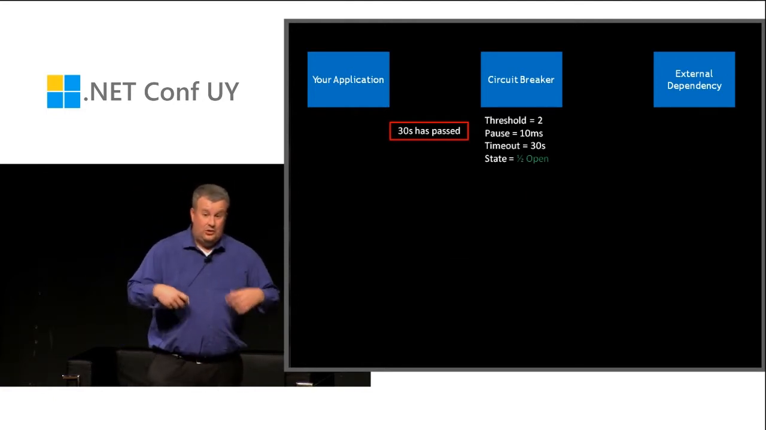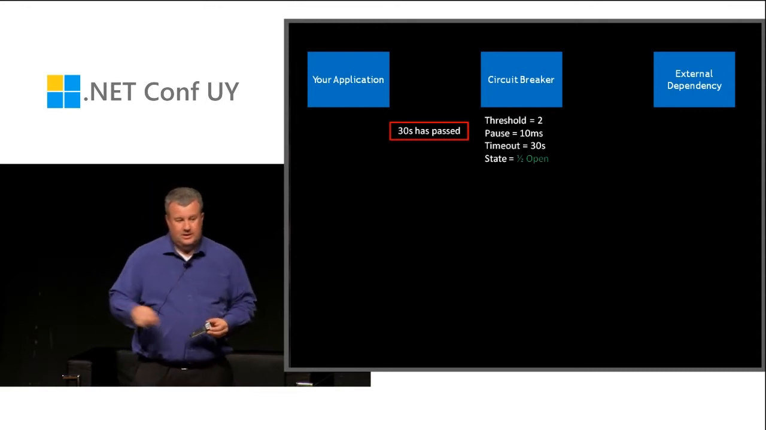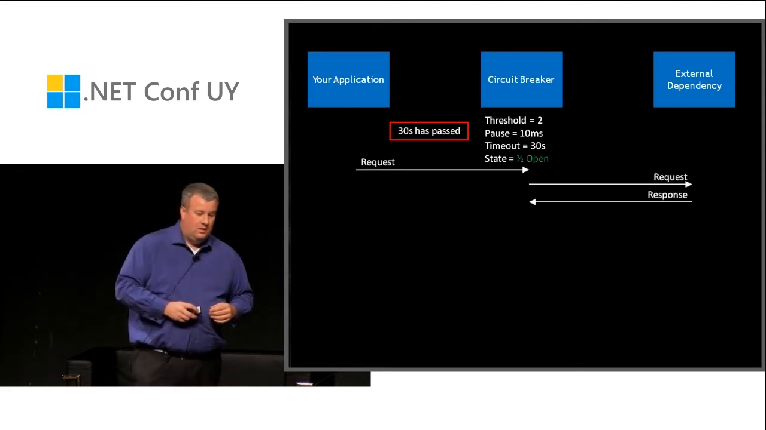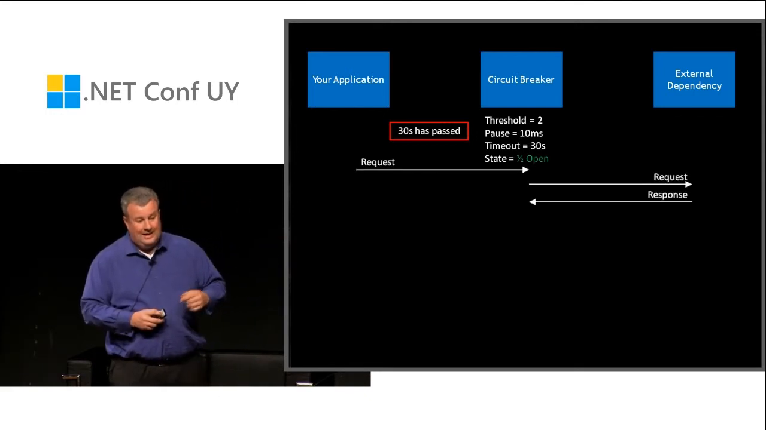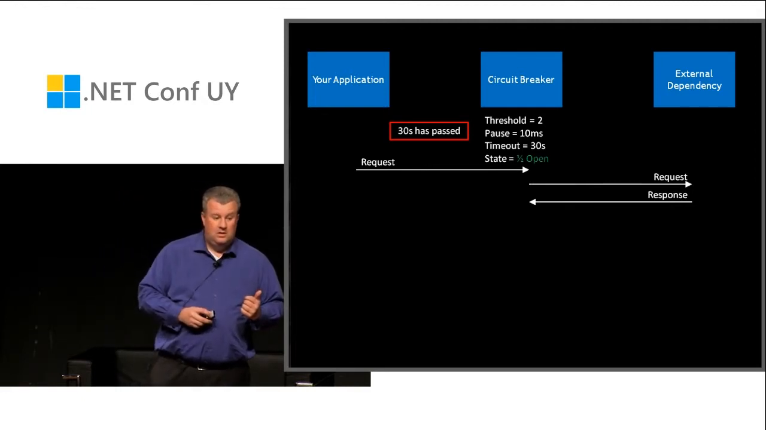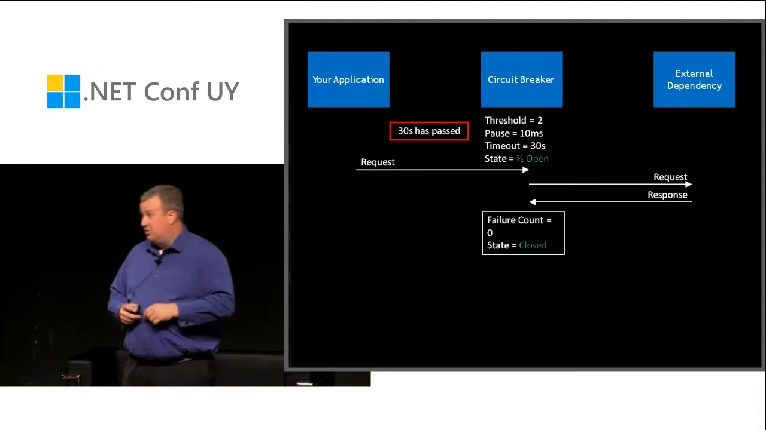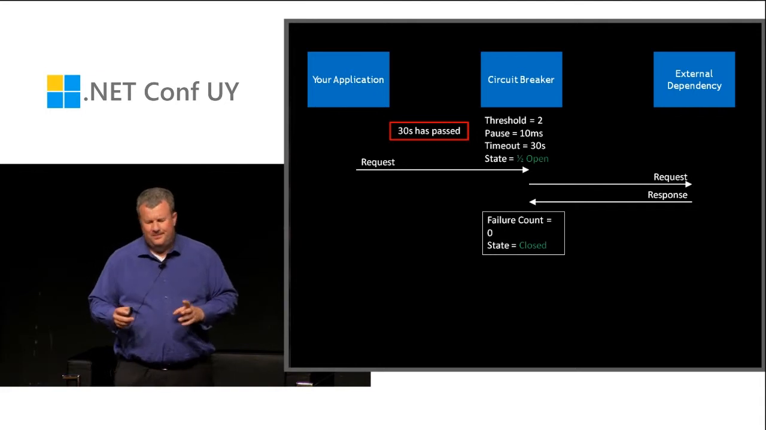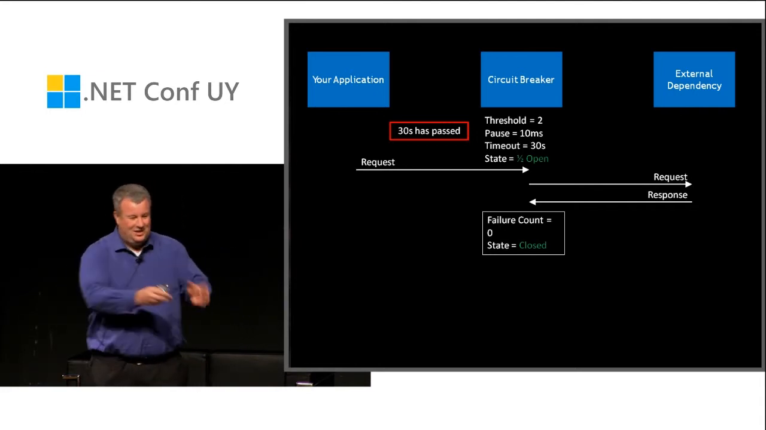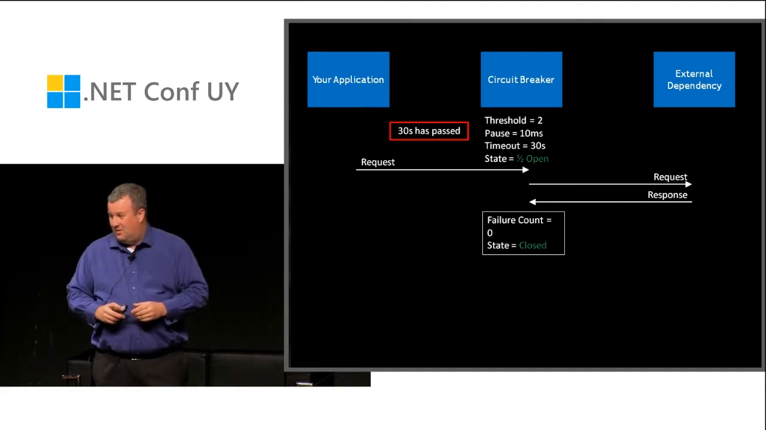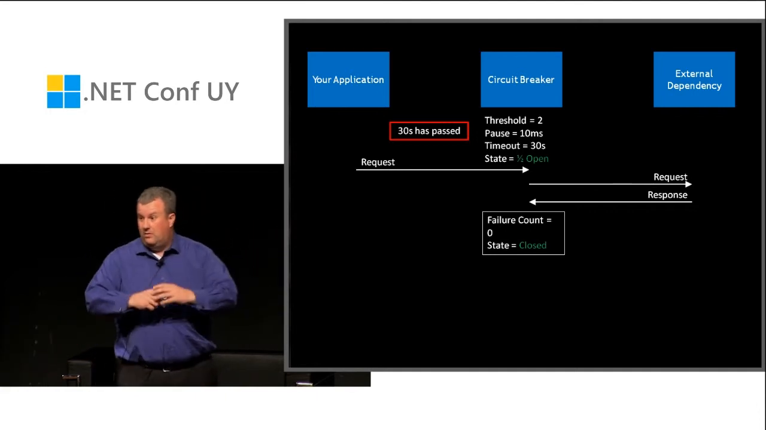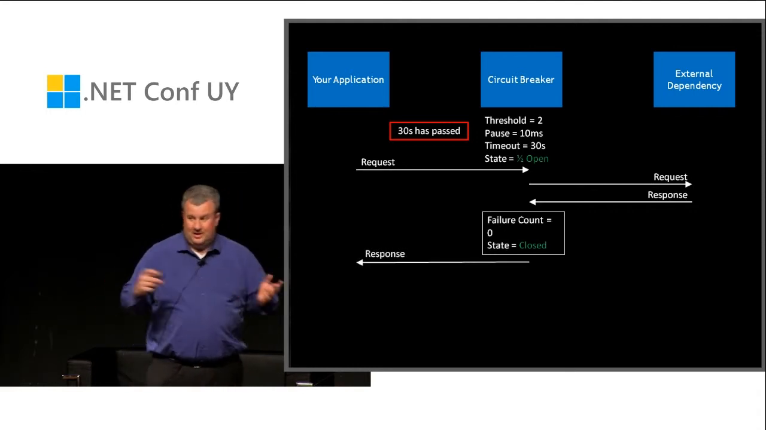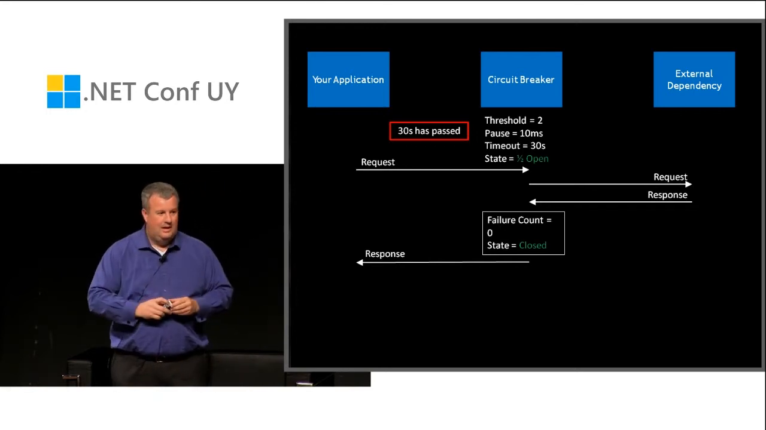We try again. 30 seconds has passed. Mary's poor little finger is getting really tired now. We go back to the half-open state. We make the request through, and it succeeds. We get a response. So the failure count goes to 0, and the state is set to closed. We're back in business. I see green, I think, open. We're back in business. Everybody can go through now. Somebody proved it's working. So we send the response that came from the external dependency back to the application. Everything looks normal.